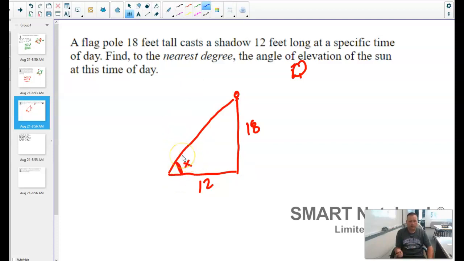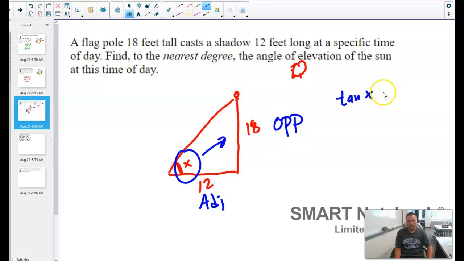I still need to identify my sides compared to my angle. There's my angle, so this is the opposite. And then this has to be the adjacent because there's your longer side right there. So tangent, we go tan of my angle, which I just labeled X. You can label it whatever you want to. Then opposite, which is 18 over adjacent, which is 12.